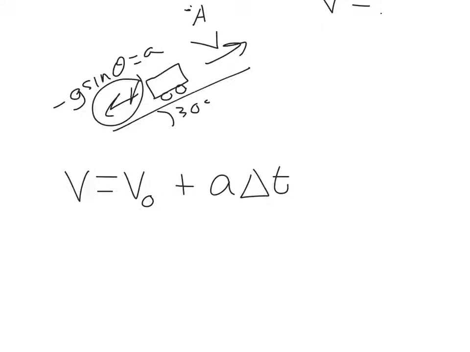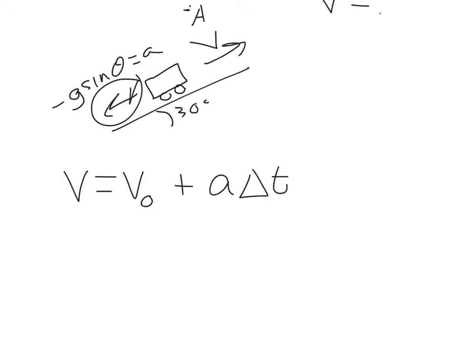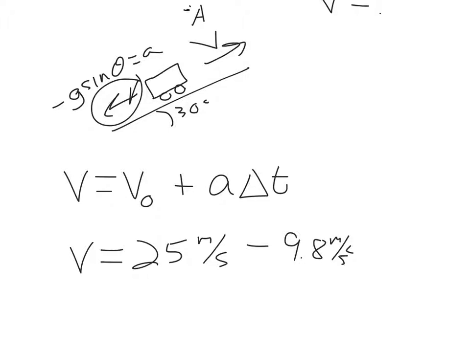So v is what I'm looking for, so I don't even have to rearrange this equation. So v will equal v naught, which they told me at the bottom where it starts going up the ramp is 25 meters per second, and I'm saying that is the positive direction. Plus, except that it's going to be minus, because I'm saying acceleration is minus my g, which is 9.8 meters per second squared, times the sine of 30, times the delta time, which is 2 seconds.